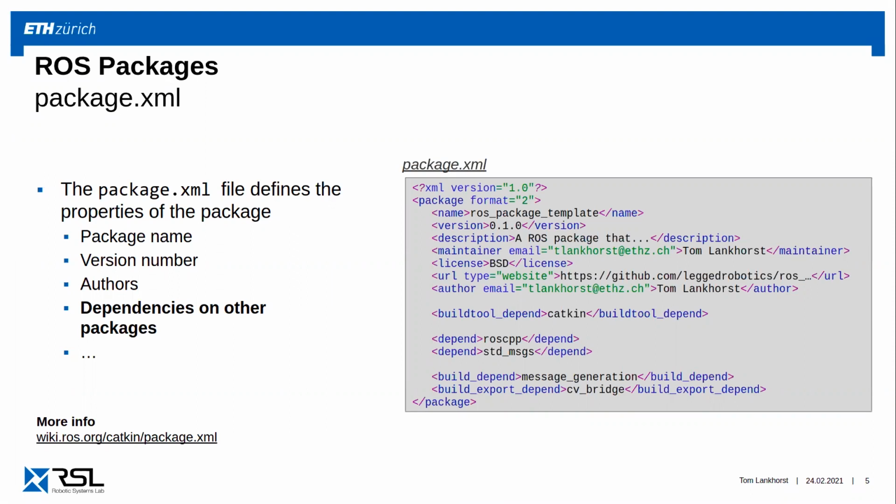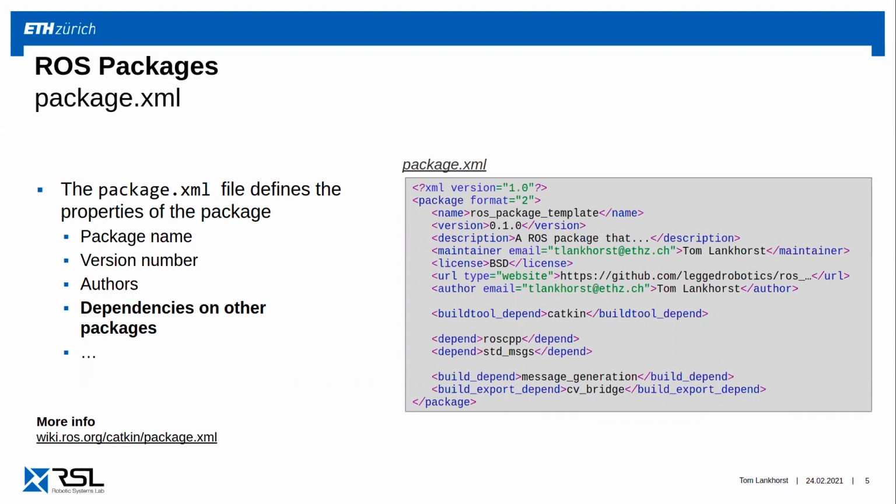Then we see a build depend. A build depend is different from a regular depend in the fact that it is only used during the building of your application. So when your C++ compiler is generating your binaries, it will use this dependency. However, when you are executing your package, you might not have these dependencies available. In this case, we will generate so-called message files, and therefore we need the message generation dependency.